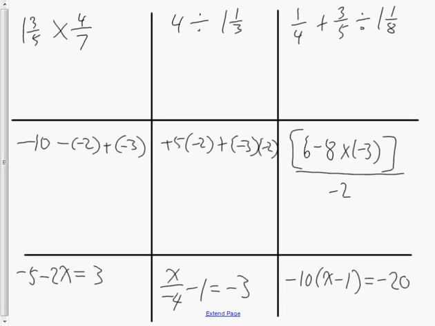Okay, this is your Wednesday night homework. It's your 9-fer. The three outcomes for this 9-fer are fraction operations, integer operations, and isolating variables in algebraic equations. So your first three questions are fraction operations. Your first one says 1 3/5 times 4/7.